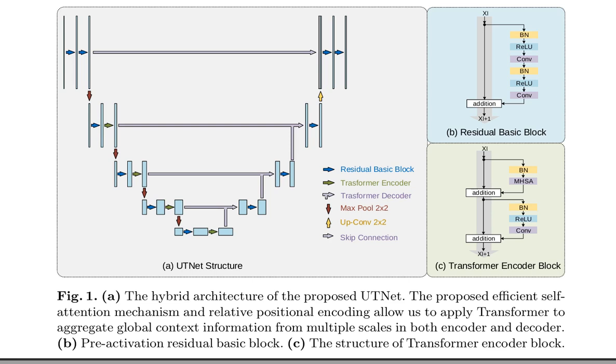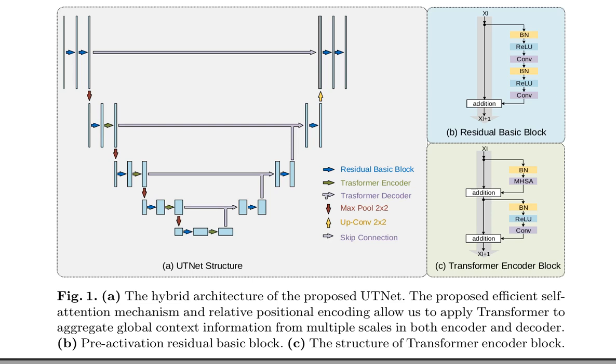Well, that's where things get really clever. UTNet introduces what they call efficient self-attention. Instead of having every single pixel talk to every other pixel, which would take forever, they streamline the process. It's kind of like summarizing a long meeting into just the key bullet points. Can you give me a bit more detail on how that works? Sure. They essentially project the information from each pixel into a smaller, more manageable space. This dramatically reduces the computational burden while still capturing those crucial long-range relationships. So it's all about finding that sweet spot between accuracy and efficiency then.